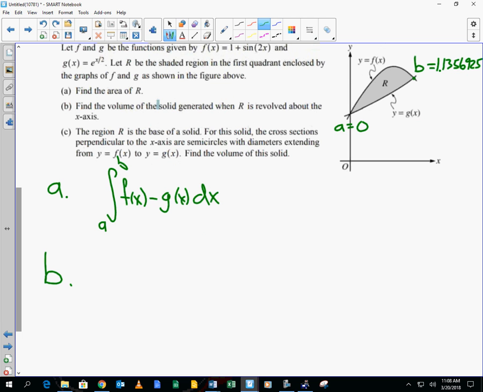But it says find the volume of the solid generated when r is revolved about the x-axis. So this solid right here is going to be revolved around the x-axis. So are you going to get disks or washers? Washers, aren't you? I mean, you're going to take this region right here and revolve it around. We do know how far away it is from the x-axis. It's g of x away.